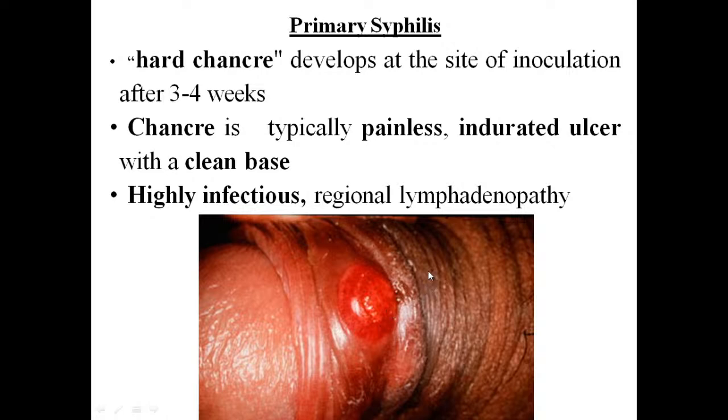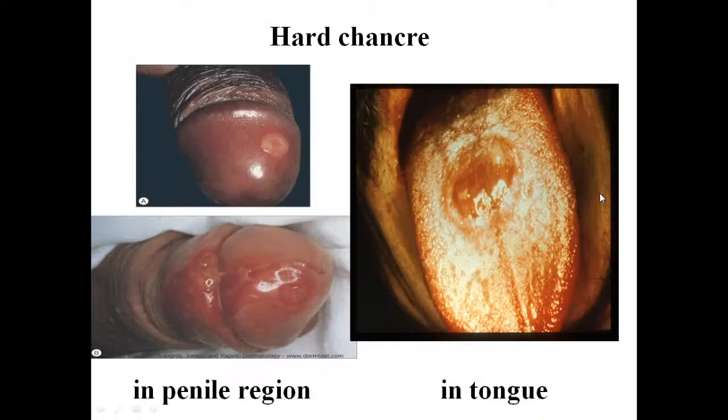In this stage we also can see regional lymphadenopathy. You remember lymphadenopathy, it's enlargement of lymph nodes. Regional means they are enlarged next to the site of infection. In these photos you also can see a hard chancre in penile region. Here it is painless ulcer with a clean base here or here. And in this photo you can see hard chancre in tongue.